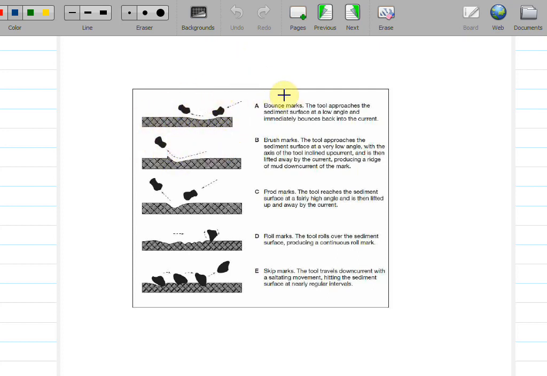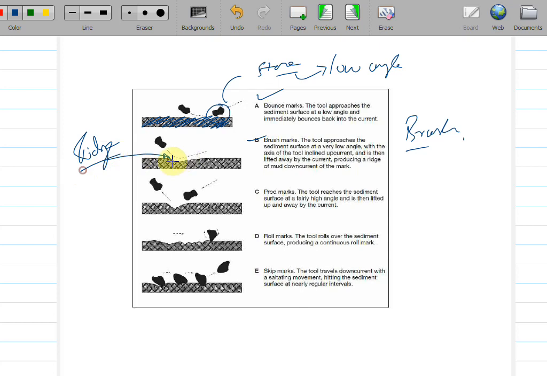So bounce marks. In a bounce mark, the tool here is basically a stone, and this is the base of the river bed. Here you can see the tool is approaching at low angle, and then it hits and will again bounce back up. So we call this a bounce mark. There can be brush marks also. In brush marks, again the tool is approaching at low angle, but here the bed is forming a little bit of a ridge. The ridge is forming here, so we will call it brush marks.